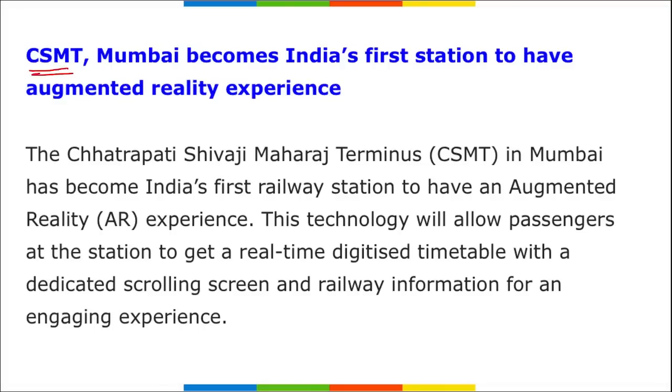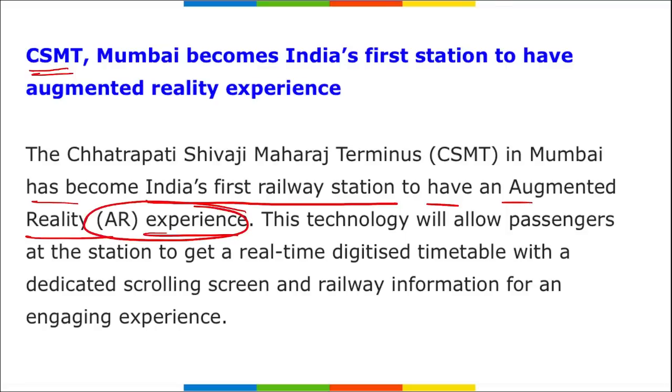Next is CSMT, that is Chhatrapati Shivaji Maharaj Terminus. This is in Mumbai and recently has become India's first railway station to have an augmented reality experience, that is your AR experience, and VR is your virtual reality. So I repeat, which is the first station in India to have the AR experience? It is Chhatrapati Shivaji Maharaj Terminus, in Mumbai, Maharashtra.